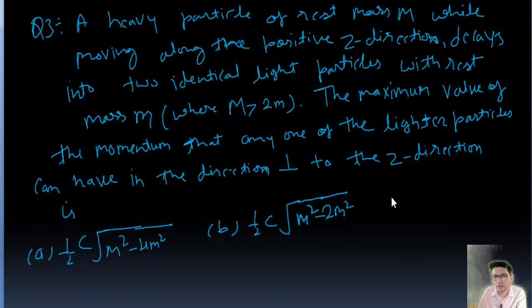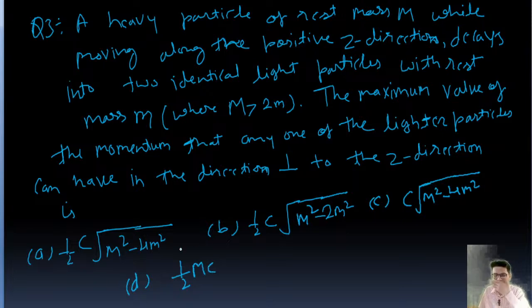Option C is c root capital M square minus 4 small m square. Option D is 1 by 2 mc. So this is the question, guys. Very good conceptual question, and I will explain it for you.